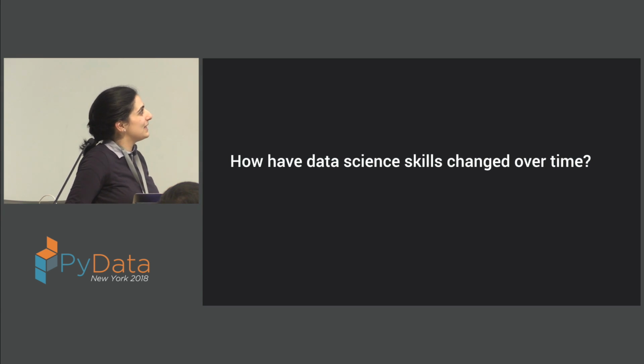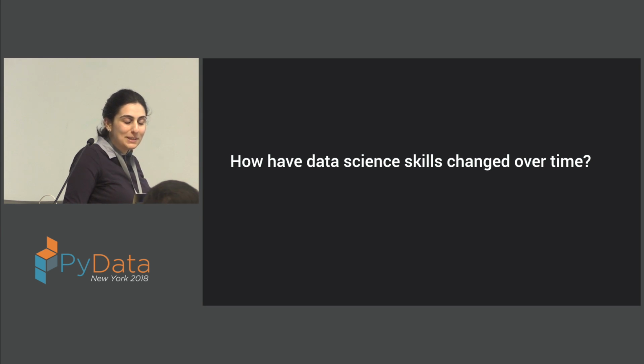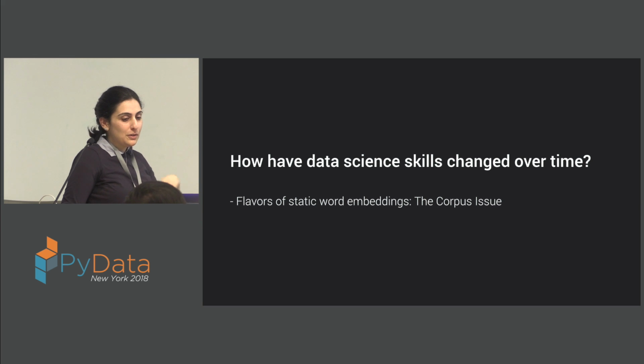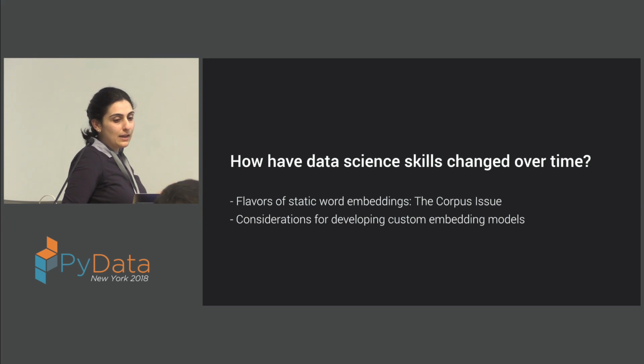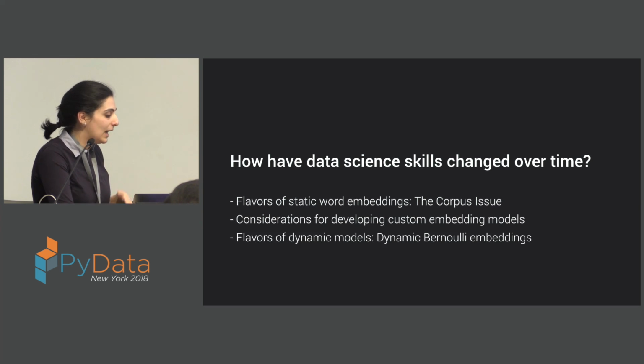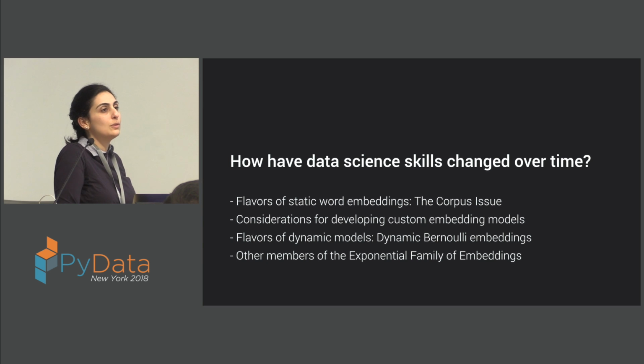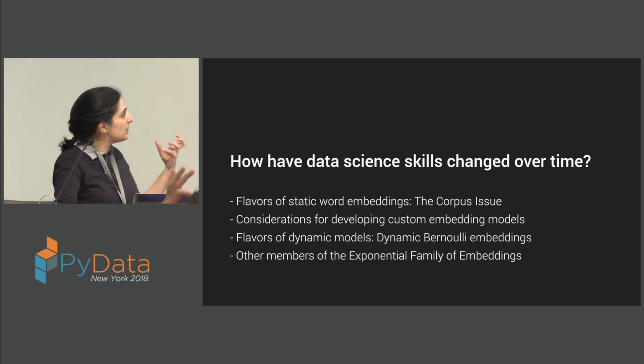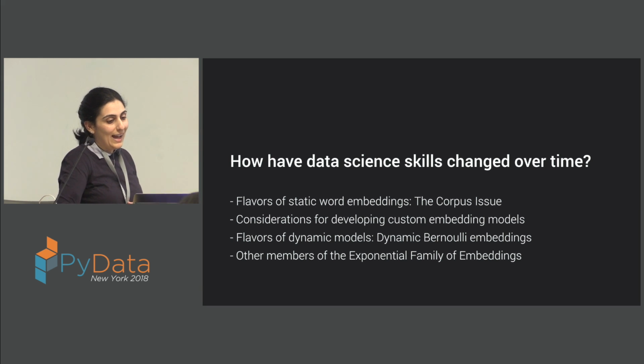So my question today was like, how have data science skills changed over time? I'm really happy to have shown you some preliminary results. What I've showed you today was the flavors of static word embeddings, and I wanted to highlight to you guys the importance of a corpus issue and the importance of pre-processing. Those are things that take up the most amount of time from an NLP standpoint, and the things to keep in mind. And I know that they're not the most sexy thing to talk about, as the math is, but I think that that's actually really important.